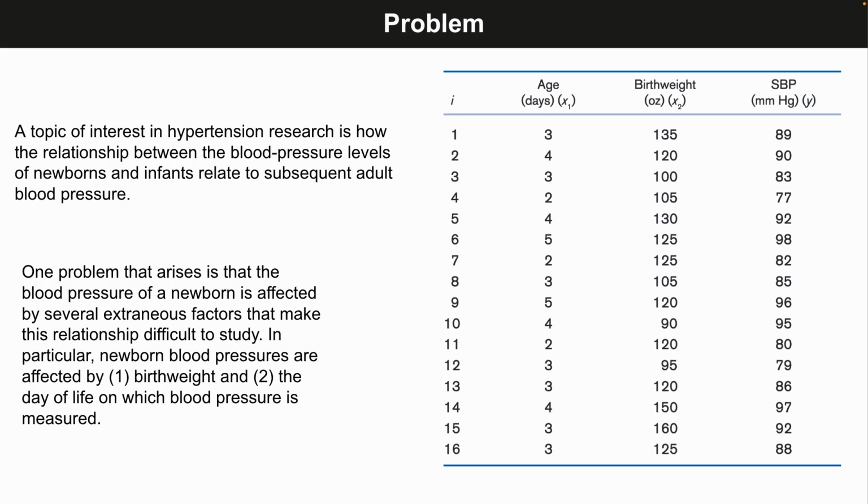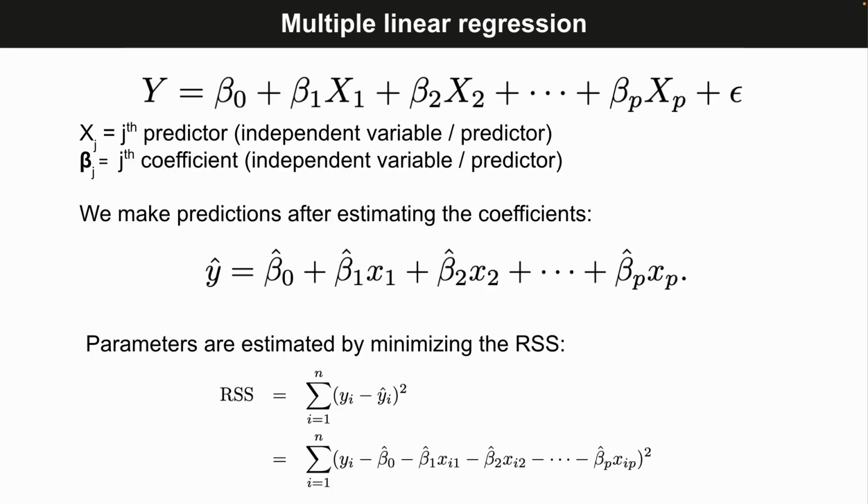How would you plot this or solve this relationship? The simplest method that you can try to fit is what's called a multiple linear regression model. So I'm interested in SBP, which is your systolic blood pressure.